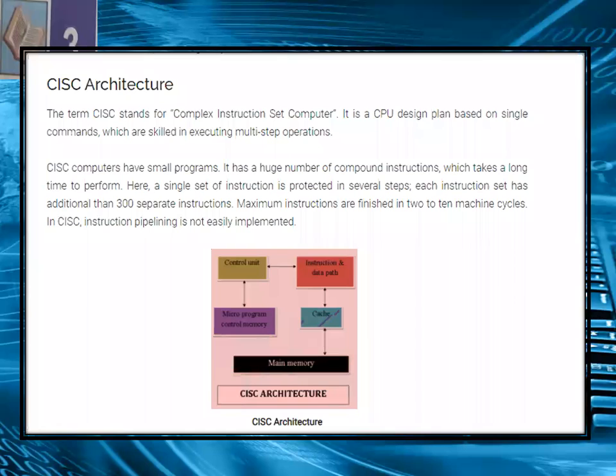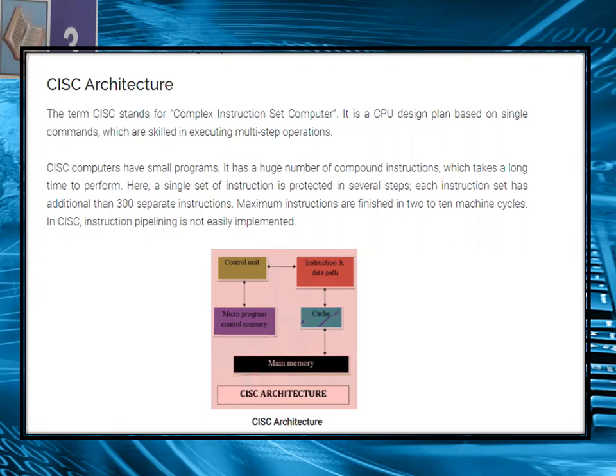On the other hand, we have CISC architecture. The term CISC stands for Complex Instruction Set Computer. It is a CPU design plan based on single commands which are skilled in executing multi-step operations. CISC computers have small programs. It has a huge number of compound instructions which take a long time to perform. Here a single set of instructions is executed in several steps. Each instruction set has more than 300 separate instructions. Maximum instructions are finished in 2 to 10 machine cycles. In CISC, instruction pipelining is not easily implemented.